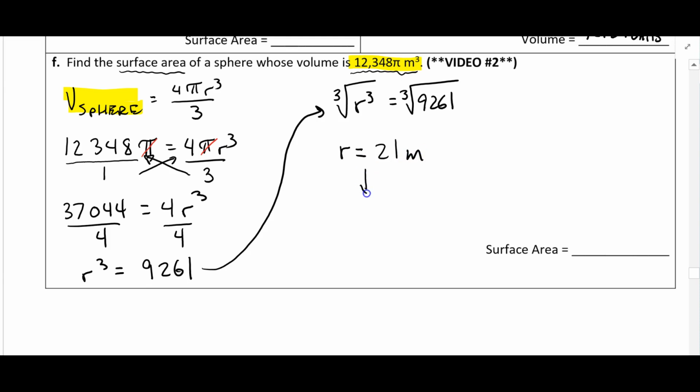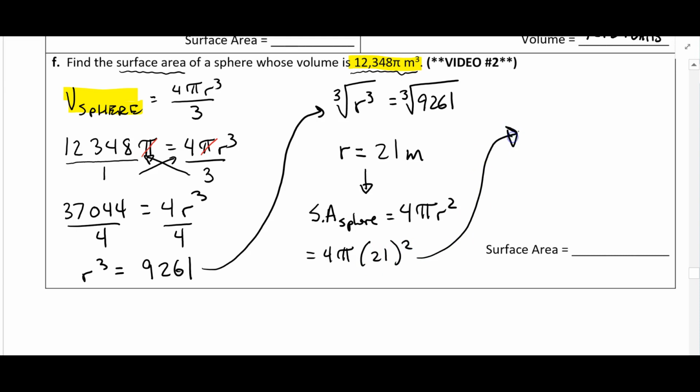So now that I know that the radius is 21 meters, I can find the surface area of the sphere. I know the formula for that is 4 pi r squared. Now we're doing surface area, so it's only two-dimensional. So that's going to be 4 times pi times 21 squared. And if we leave that in terms of pi, that's going to be 1,764 pi meters cubed.